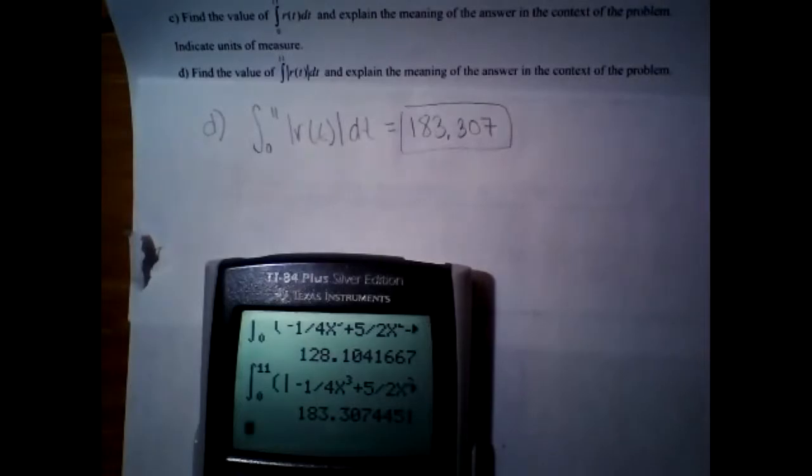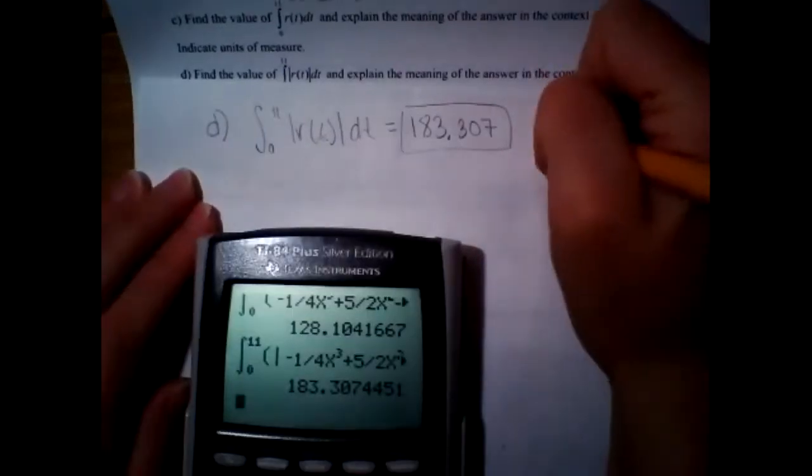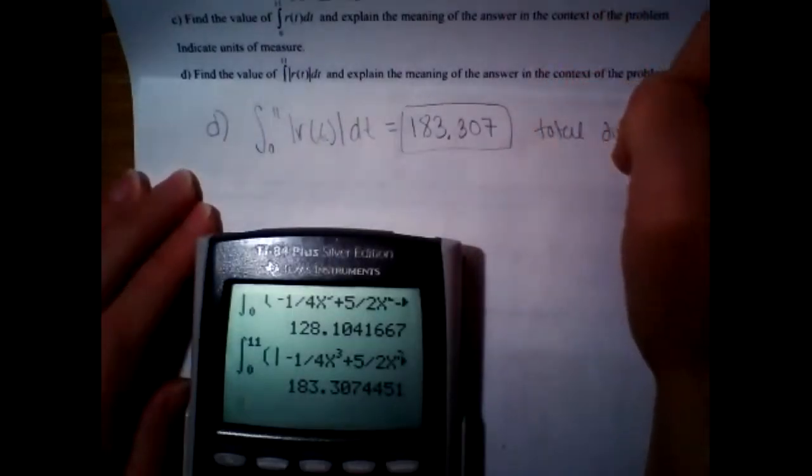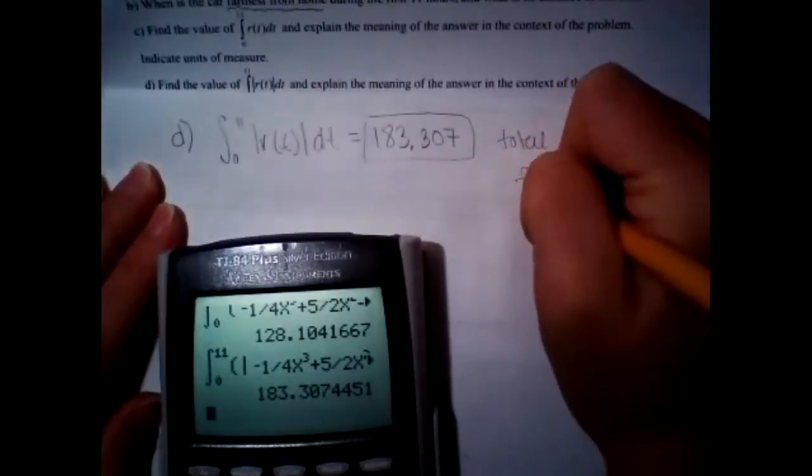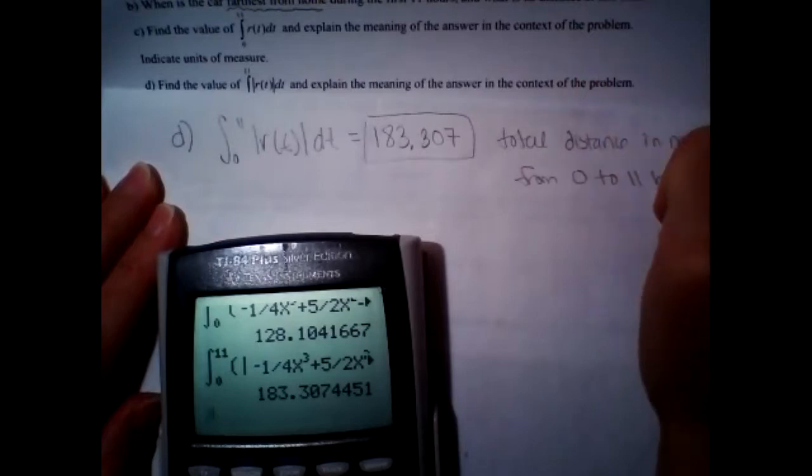Yeah, good. It's total. So it's not counting the negatives as negatives. It's counting all the negatives as positive, all right? So this is total distance, again, in miles from 0 to 11 hours.